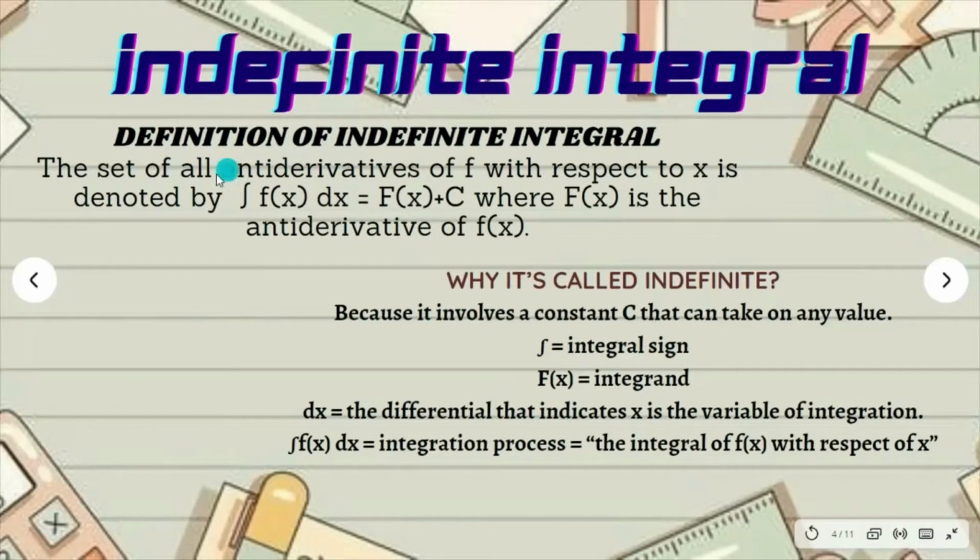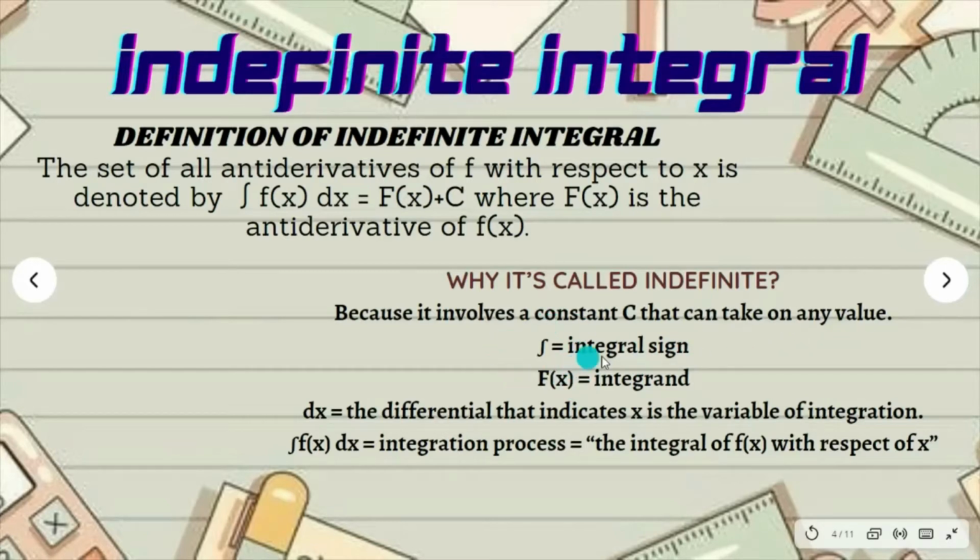For indefinite integral, the set of all antiderivatives of f with respect to x is denoted by the integral of f(x) with respect to x equals F(x) plus C, where F(x) is the antiderivative of f(x). So why is it called indefinite? Because it involves a constant C that can take on any value.